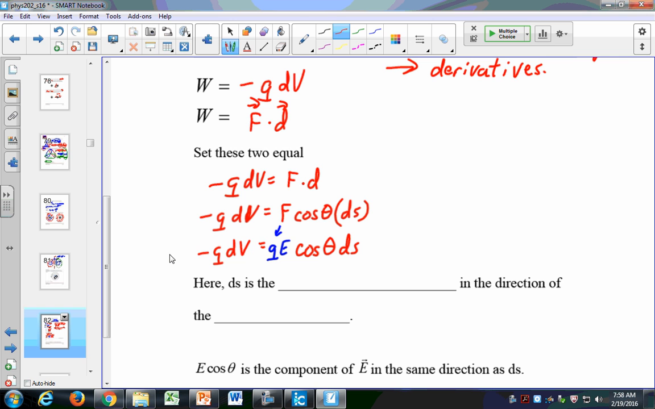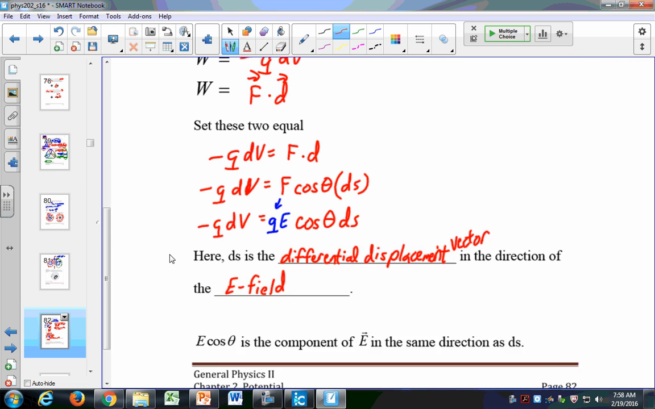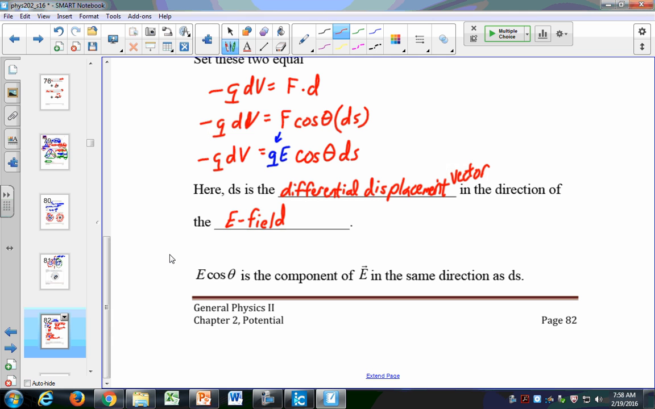All right, and here, as I said, ds is the differential displacement vector. It's that differential element in our displacement, and it is a vector quantity in the direction of the E field. And E cosine theta is the component of the electric field that's in the same direction as ds. So I have this E cosine theta and ds. Those are both in the same direction.